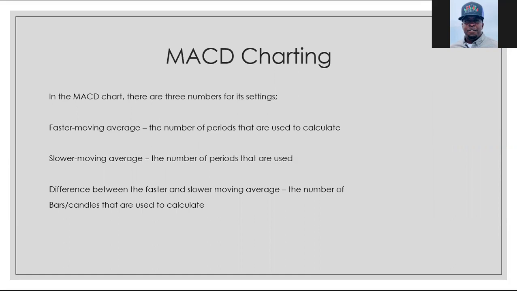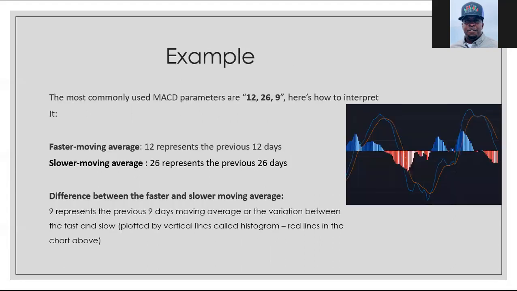Again, this is the history behind the calculations. You're going to have a faster, a slower, and the difference between the faster and slower EMAs. This is how you get your calculations. Here's your example. The most commonly used MACD parameters are 12, 26, and 9.